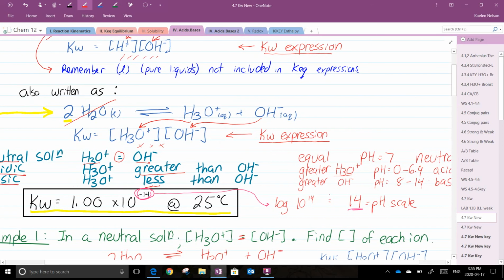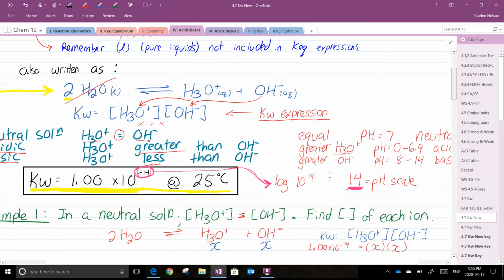And the last piece about Kw is that it has a number associated with it. The number for Kw is 1.0 times 10 to the minus 14. This is a constant at 25 degrees. The minus 14 will link into logs and the pH scale later in the unit. If you do log of 10 to the 14, you get the number 14, which is why we have 14 steps on our pH scale.